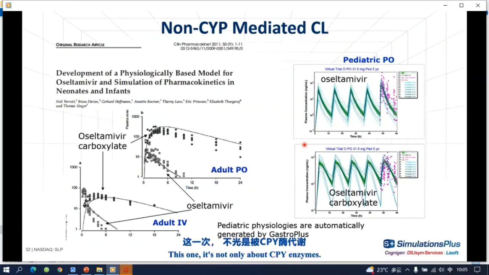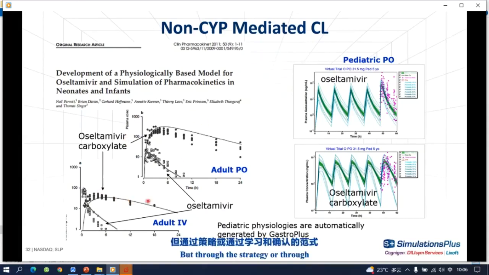And this one is not only about CYP enzymes. This was actually one of the early examples of pediatric PBPK prediction. It was more than 10 years ago now, and it was modeled for oseltamivir, for Tamiflu, where they had to create quite a complex model because they needed to model both the parent compound, shown in these lighter gray points, as well as the metabolite, oseltamivir carboxylate, and that metabolism is happening by the esterase.